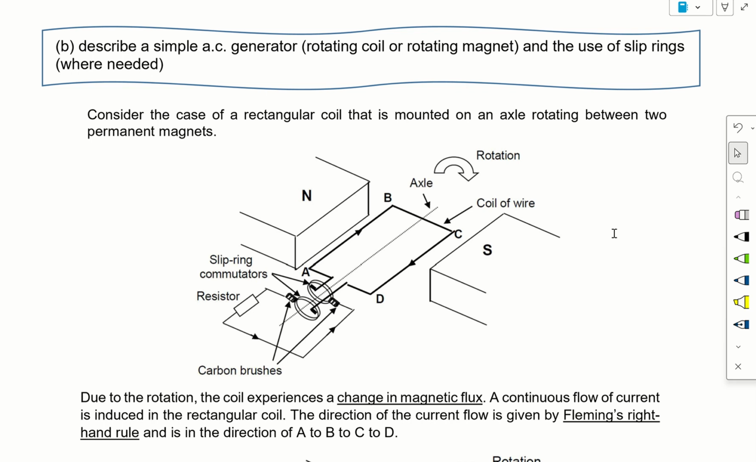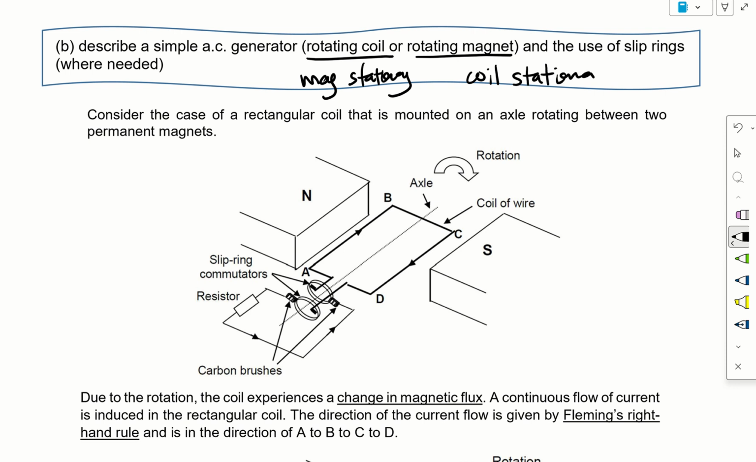Okay, for this video, I'll be going through Pure Physics Chapter 19, Electromagnetic Induction, Success Criteria B. Describe a simple AC generator, either in the form of a rotating coil or rotating magnet, and the use of slip rings where needed. If it's a rotating coil, that means the magnet is stationary. And if it's a rotating magnet, then the coil will be stationary.